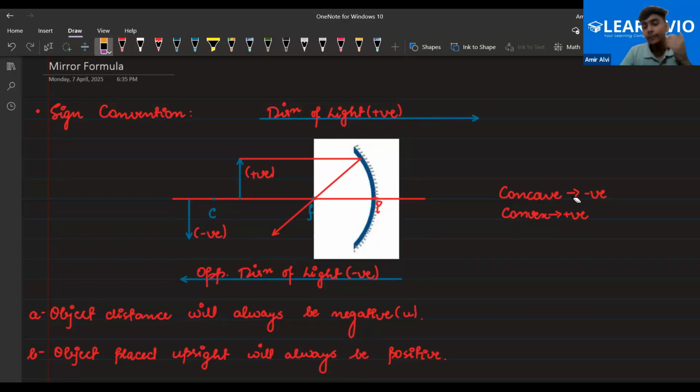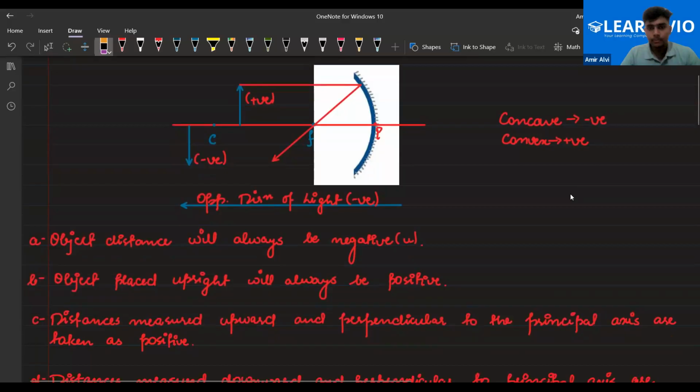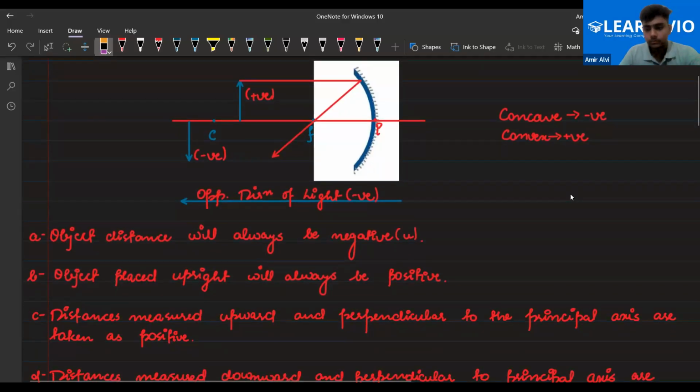Clear? And if it is convex, it will always be positive, whether it's a lens or a mirror. Is that clear to you, Naveed? Yes. Please let me know any doubt so far. No. Sure, that's great. So please note it down fast and let me know.